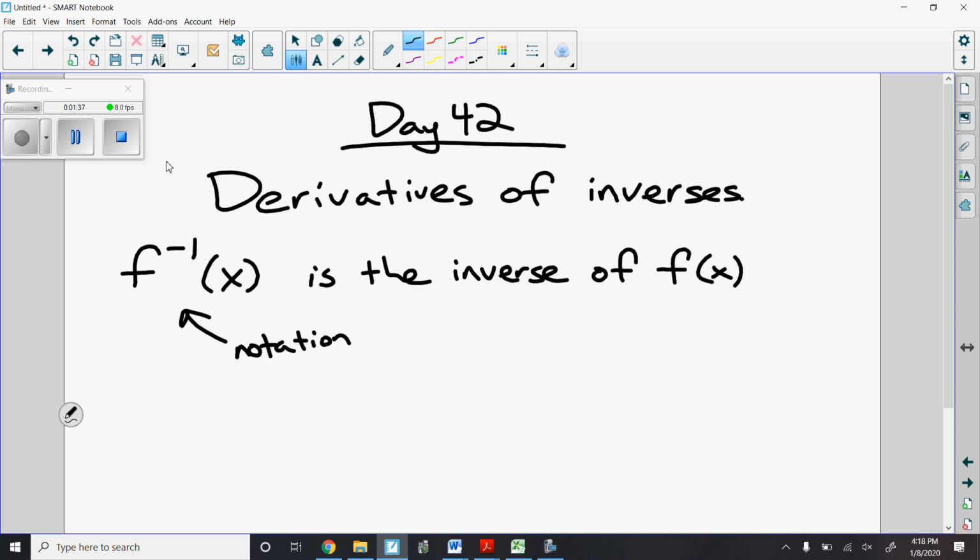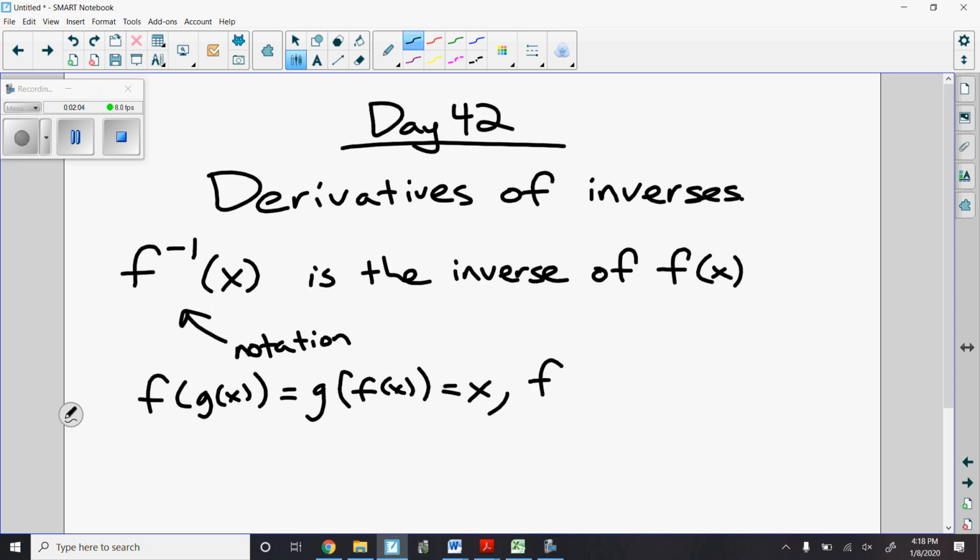If F and G are inverses, the property is that both F of G of X equals G of F of X equals X. If they give you that statement, F of G of X equals G of F of X, which equals X, then we know F and G are inverses.